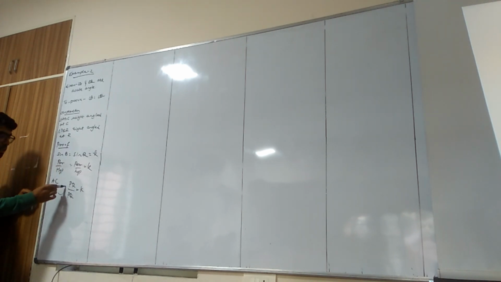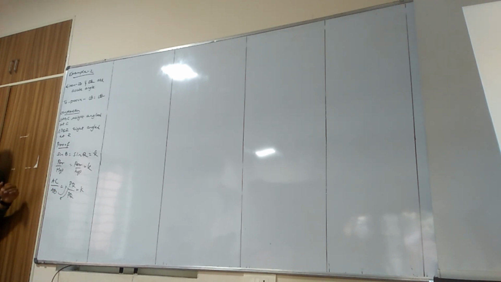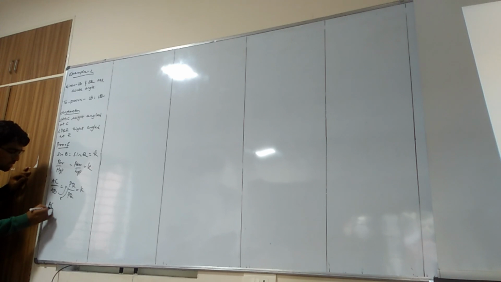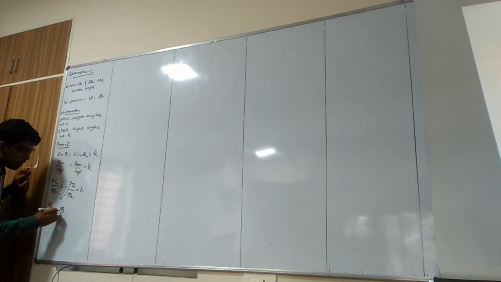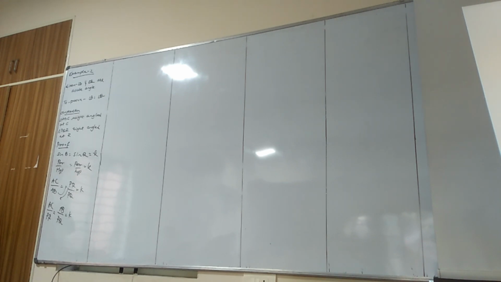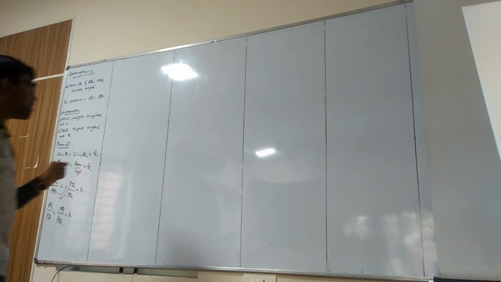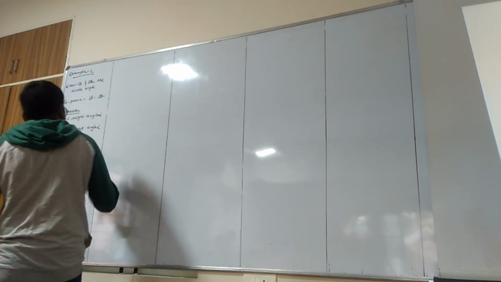What I will do, I will just interchange these. Just swap them. AC divided by PR is equal to AB divided by PQ, which is equal to K. Now, why did I swap is your question. Both are perpendiculars. If I take perpendicular by perpendicular, there will be some ratio which will come into the picture. So I take it this way.